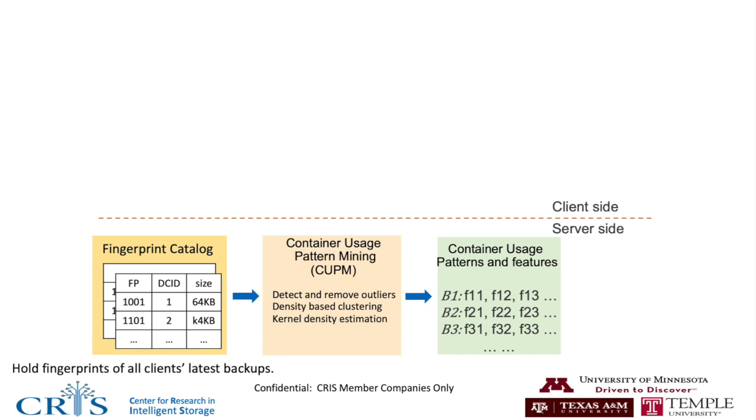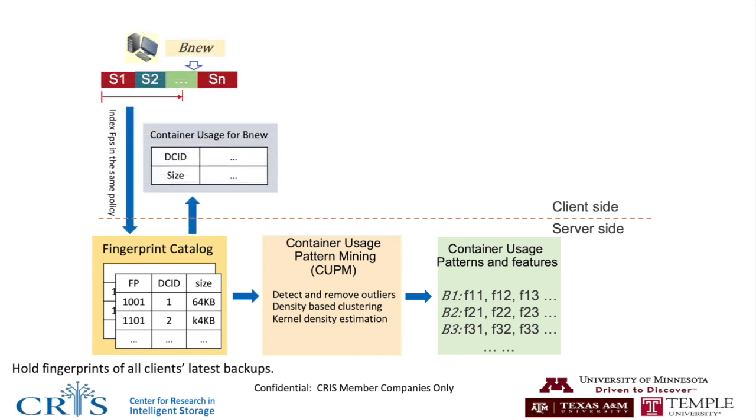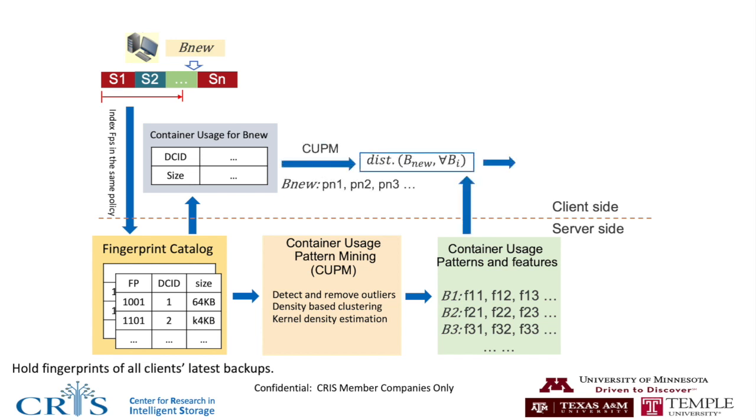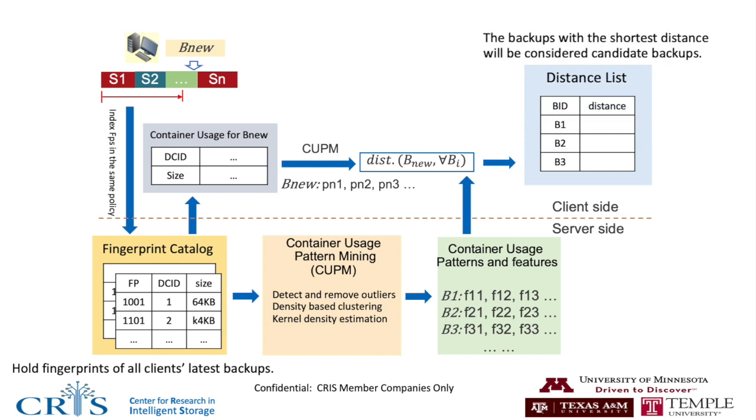On the server side, a small local window of the initial backup from the newly created client is indexed from the fingerprint catalog to approximately obtain its container usage data. A similar CUPM approach is used to get its patterns. An effective approach is designed to measure the distance between the processing backup and the historical backups. The backups with the shortest distance will be considered as the candidate backups.